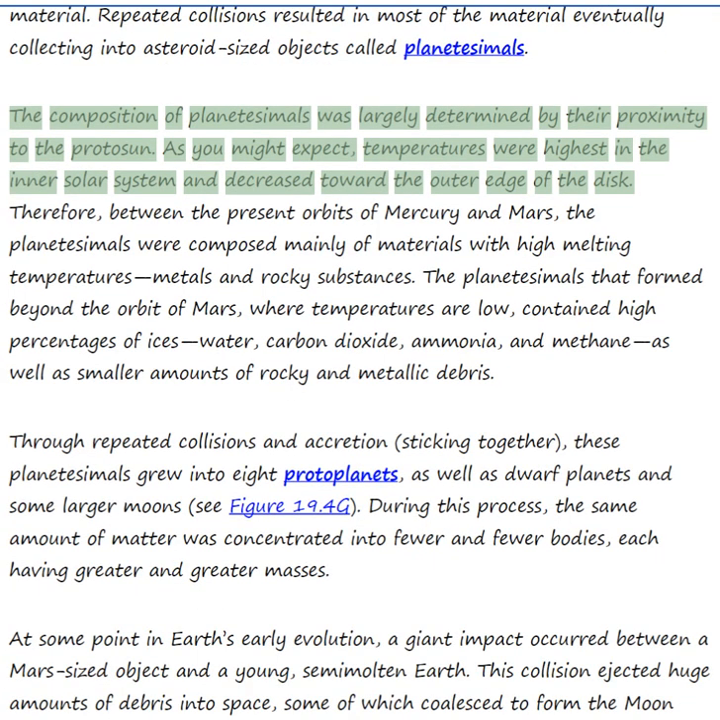The composition of planetesimals was largely determined by their proximity to the protosun. As you might expect, temperatures were highest in the inner solar system and decreased toward the outer edge of the disk.